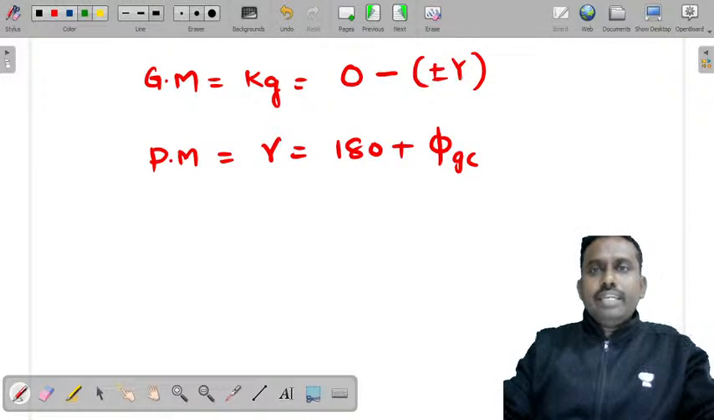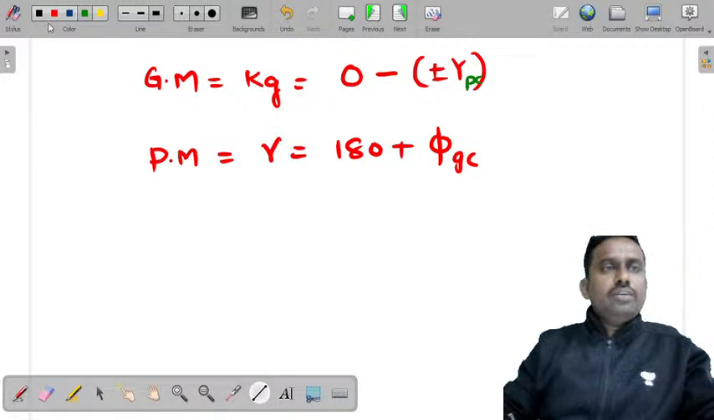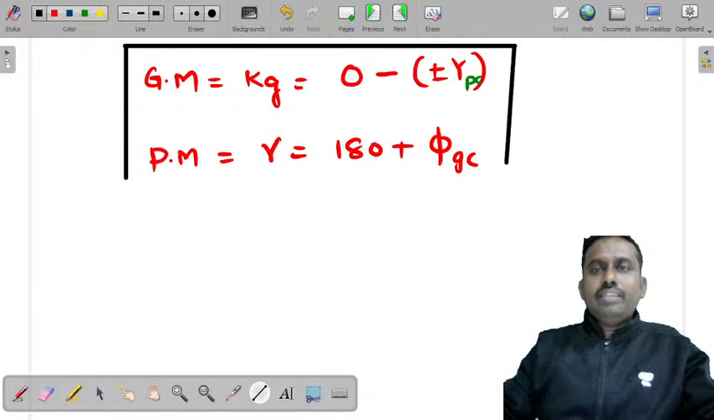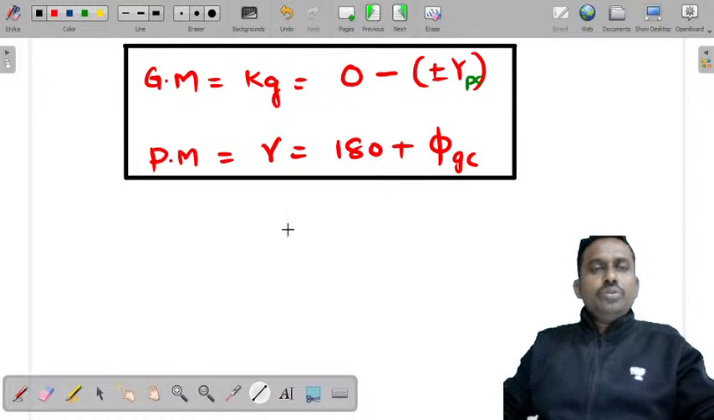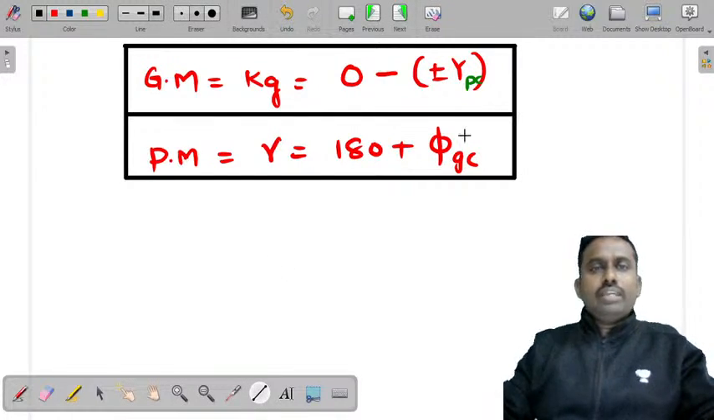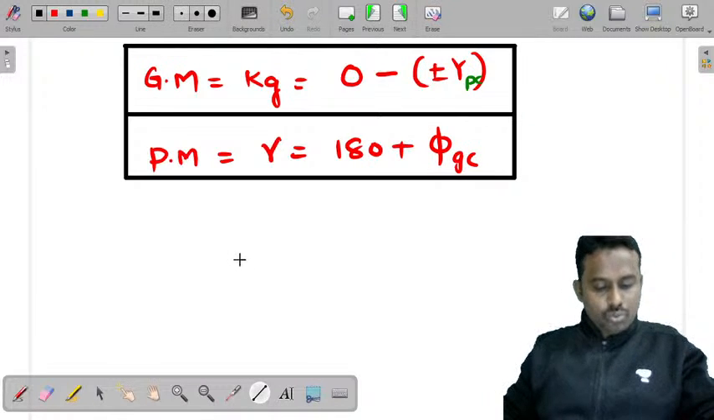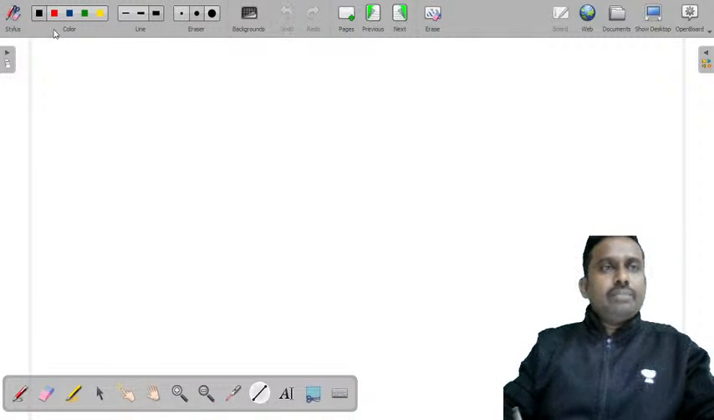This y is at omega PC, the phase crossover frequency. These two are important to determine the stability of a system. Now let's look at how you say that the system is stable or unstable based on these two.